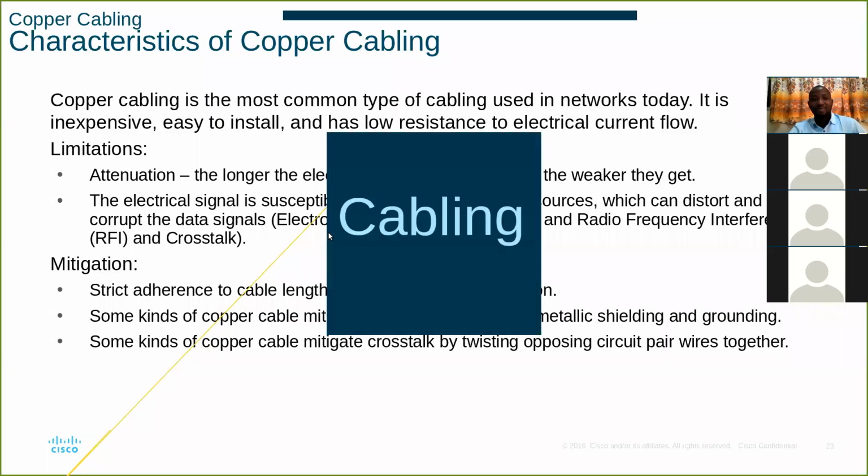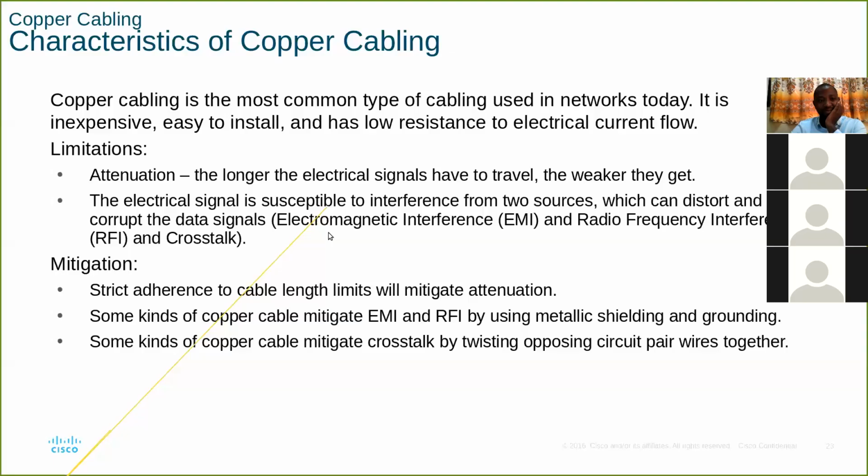So next we talk about cabling. We have different types of cabling. Characteristics of copper cabling. Okay. Copper cable is the most common type of cabling used in networks today, and it is inexpensive, easy to install, and has low resistance to current.